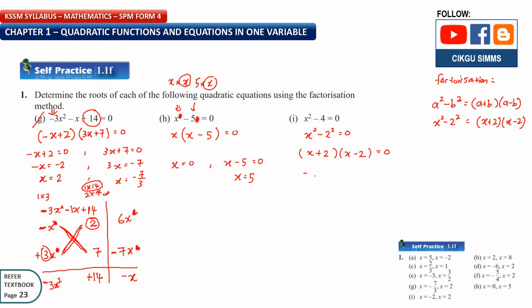Okay, and then x plus 2 is 0. So you have two roots. So that's the factorization, finding roots.